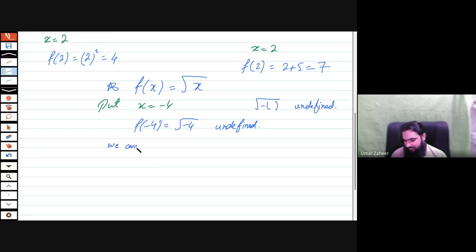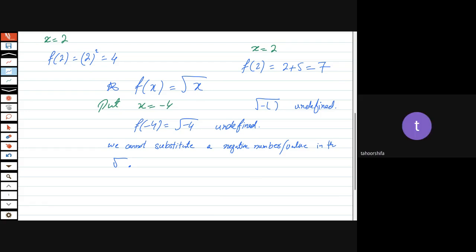We cannot substitute a negative number or value in the square root. Got it? Yes, sir.